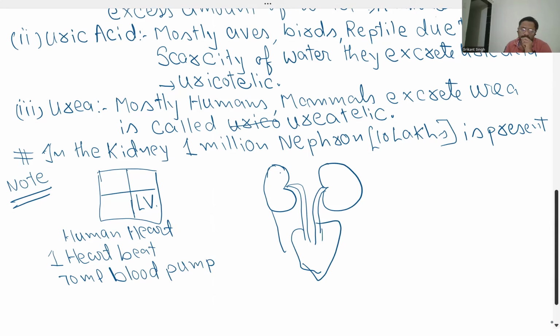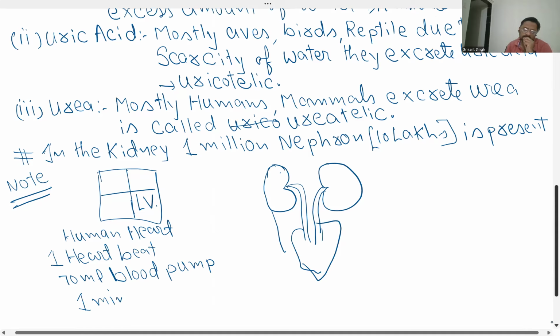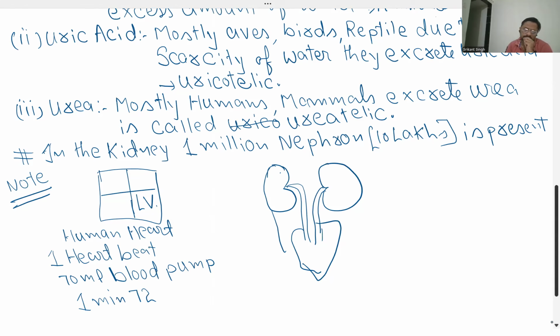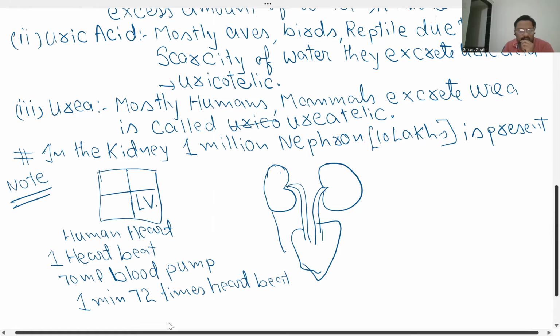You already studied that in 1 minute there are 72 heartbeats. So how much volume of blood does the heart pump out in 1 minute? 70 times 72 equals 5040 ml, but approximately you can say 5 liters.